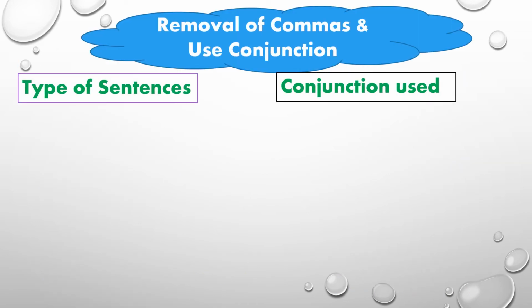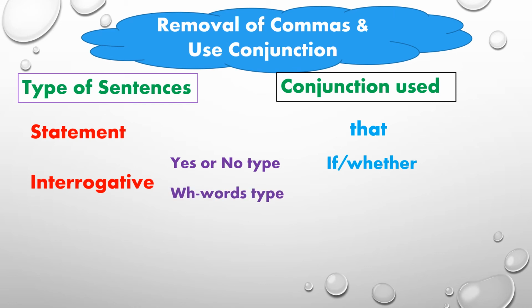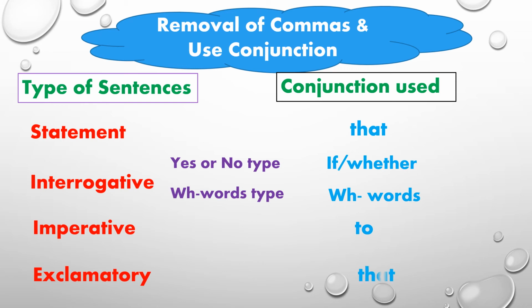Type of sentences, conjunction used. Statement, use the conjunction that. Interrogative, 2 types. Yes or no type, use the conjunction if or whether. WH word type, use the WH word as the conjunction. Imperative, use the conjunction to. Exclamatory, use the conjunction that.